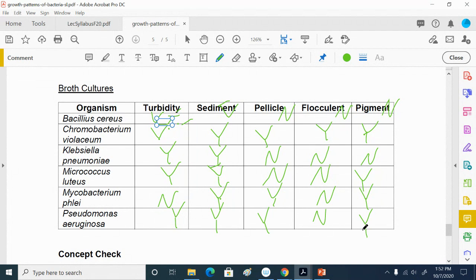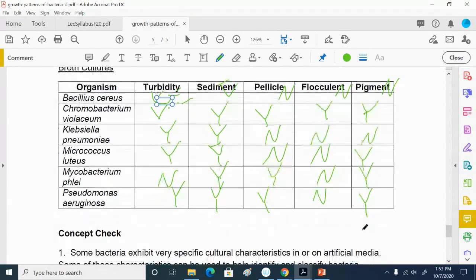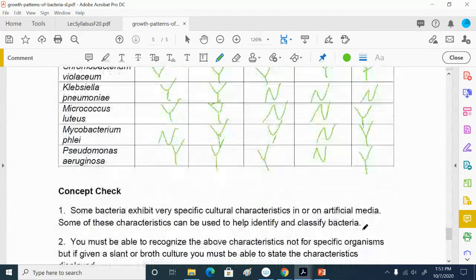So you just need to be able to recognize the characteristic in broth when you see it. On the agar characteristics, you should pay attention to what the actual bacteria look like, because it's possible you could get one of those for your unknown. But let's finish reviewing this, and I'll talk a little bit about the unknown.